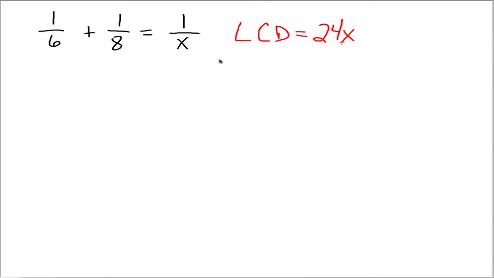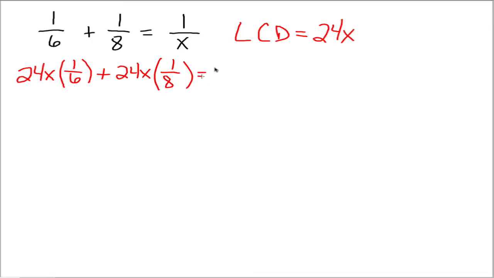Why? Because we can. Alright, so when we do that though, this entire side here on the left is going to get multiplied by 24x. Which means then that we're going to use the distributive property and essentially multiply every single term on the left side here by 24x. 24x times 1/6 plus 24x times 1/8 equals 24x times 1 over x.